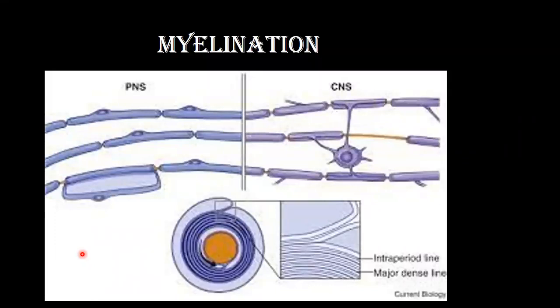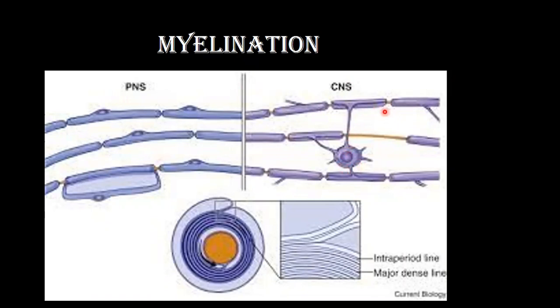Then we need to see what is myelination. As I said, myelination is the process of formation of myelin sheath around the nerve fibers. And whenever someone asks when the myelin sheath begins, it begins at the time of birth. Coming to the mechanism, we see two parts: the peripheral nervous system and the central nervous system. In the peripheral nervous system, the myelin sheath is formed by Schwann cells. In the central nervous system, the myelin sheath is formed by oligodendrocyte cells. You can see these oligodendrocyte cells form the sheath.